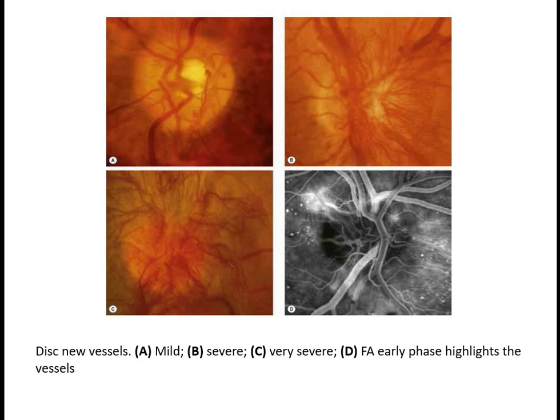You notice in this picture, A is mild new vessels on the disc. B and C are more severe conditions, and D is fluorescein angiography showing the abnormal tiny blood vessels present on the disc.